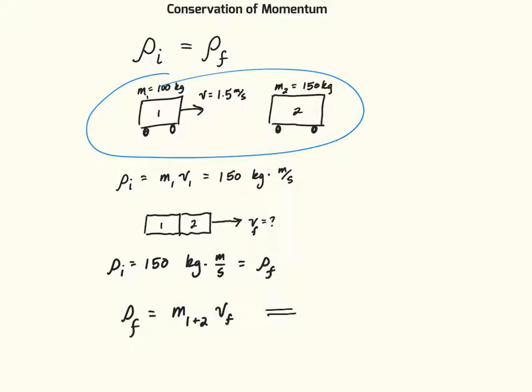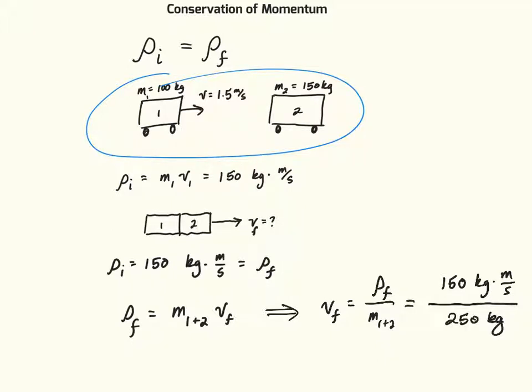Algebraically, v final is going to equal momentum final divided by m1 plus m2. So we're going to have 150 kilograms times meter per second divided by 250 kilograms, which is the mass of those two carts together. If we do that math, 150 divided by 250, we get a final velocity of 0.6 meters per second.